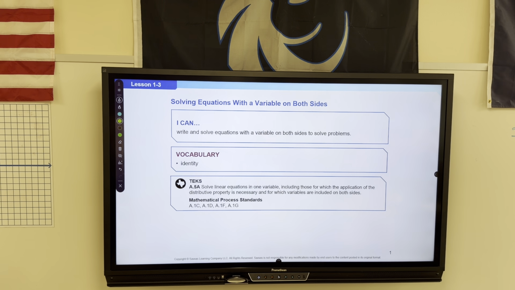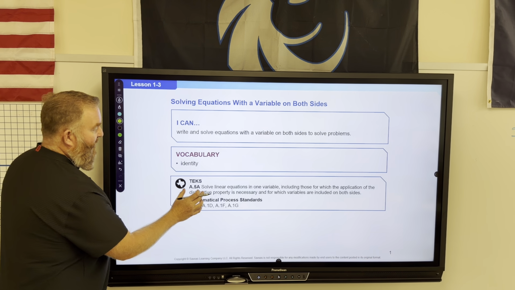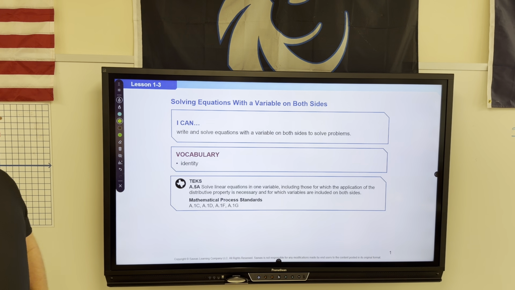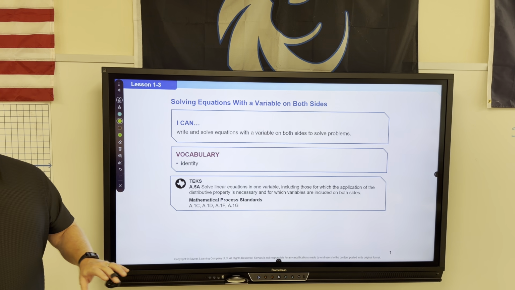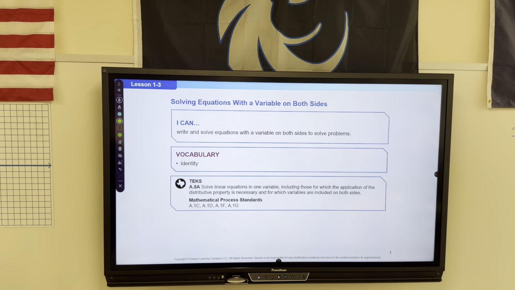It's just kind of moving stuff around. But there is where you have a variable, you have an x on the right, you have an x on the left, and then we go from there, okay? We're going to talk about identity, and here we go, the TEKS. This is the same one we had the other day. Solve linear equations in one variable, including those for which the application of the distributive property is necessary. So we are going to distribute today, and we're also going to have variables on both sides. Okay, everybody good? So we're still covering stuff that the state of Texas tells us that we need to cover, okay?